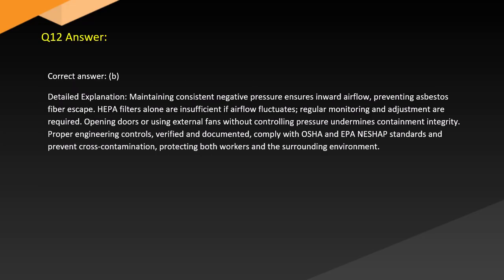Answer. Correct answer, B. Detailed explanation. Maintaining consistent negative pressure ensures inward airflow, preventing asbestos fiber escape. HEPA filters alone are insufficient if airflow fluctuates. Regular monitoring and adjustment are required. Opening doors or using external fans without controlling pressure undermines containment integrity. Proper engineering controls, verified and documented, comply with OSHA and EPA NESHAP standards and prevent cross-contamination, protecting both workers and the surrounding environment.